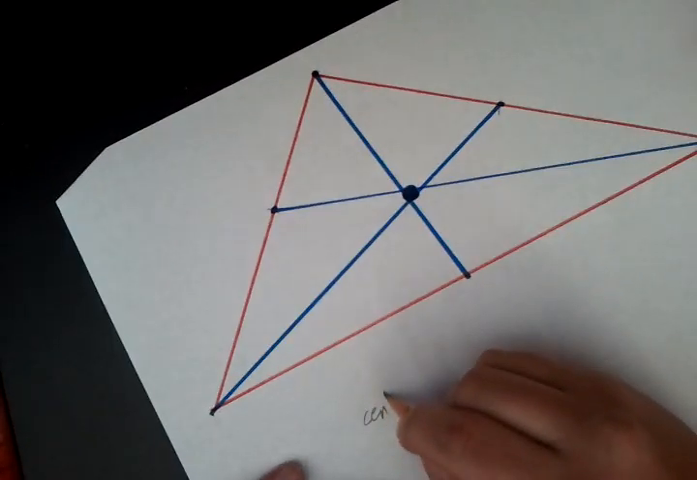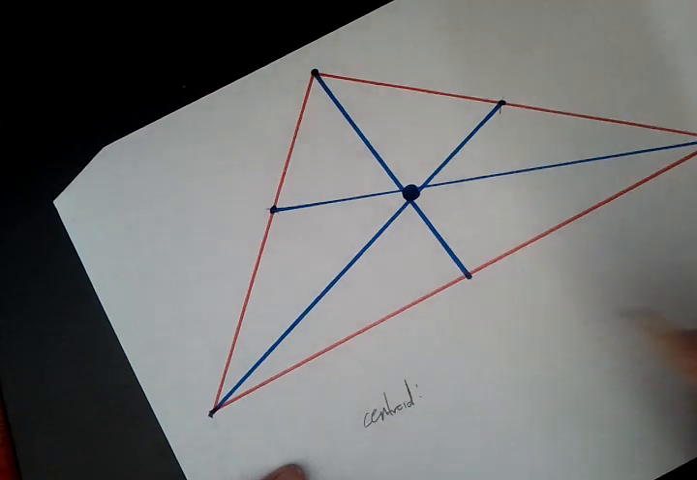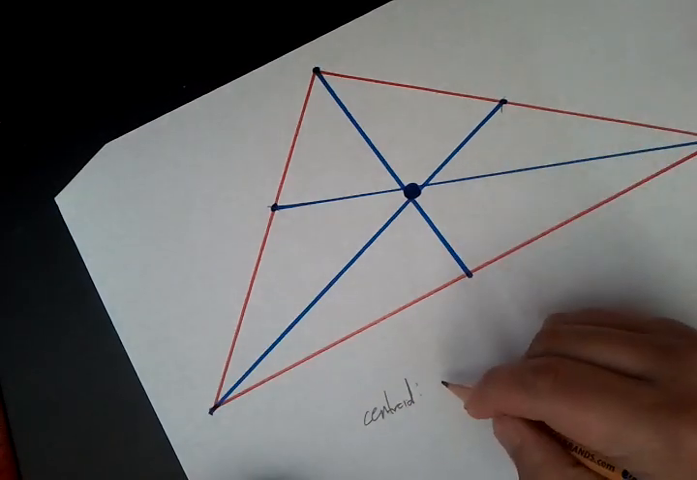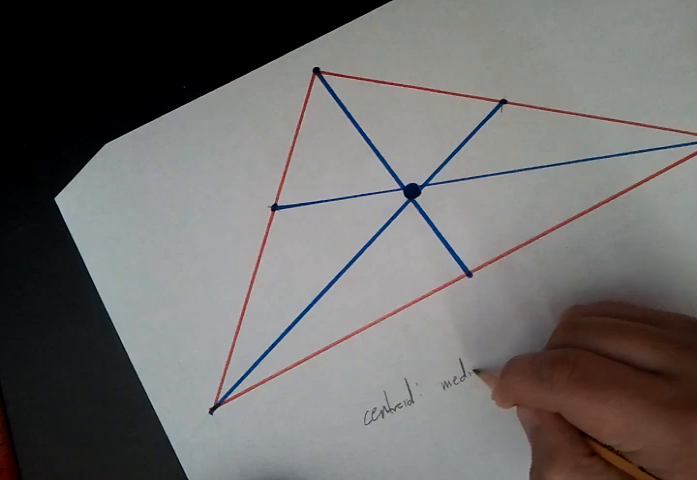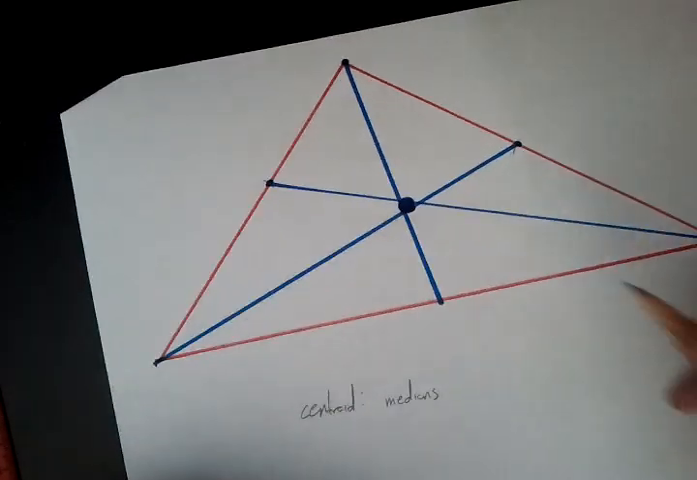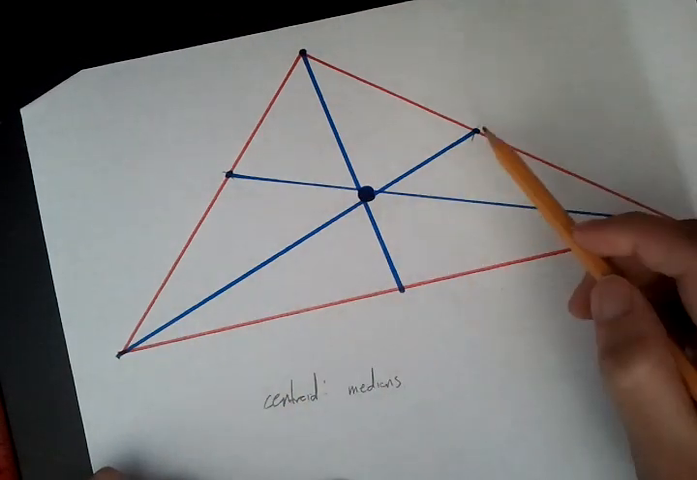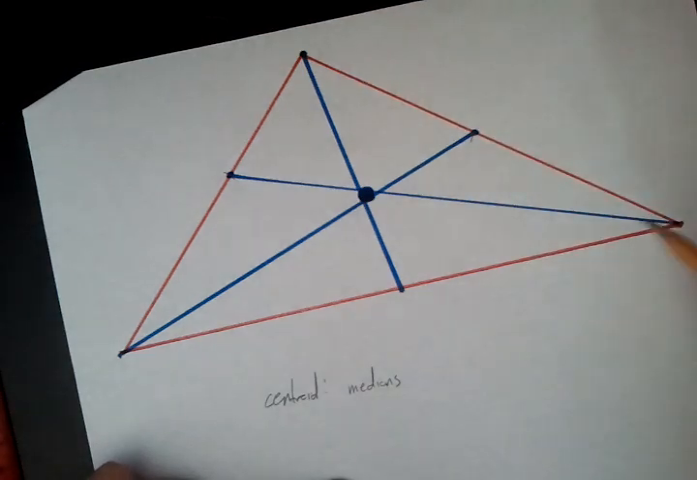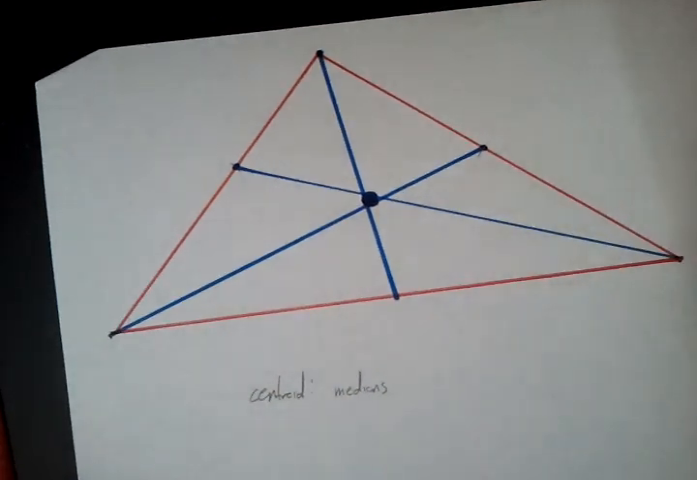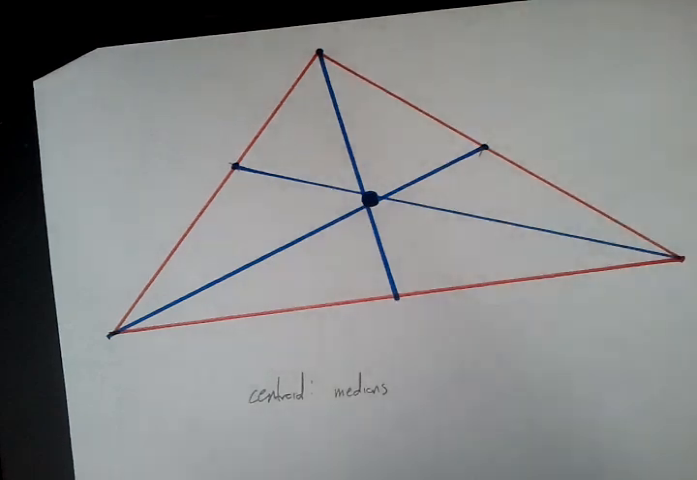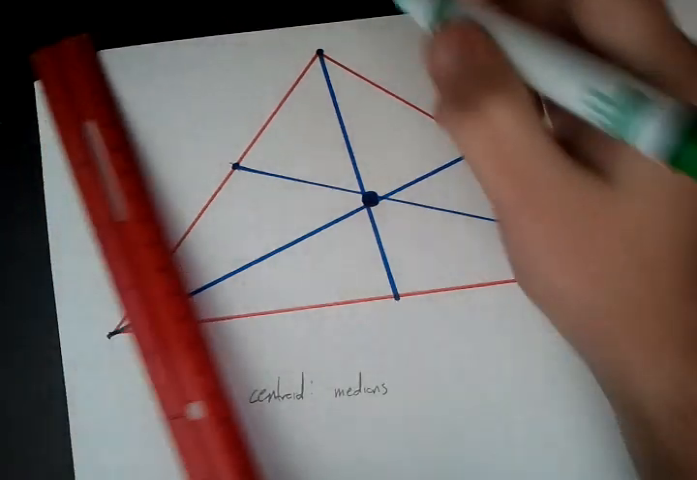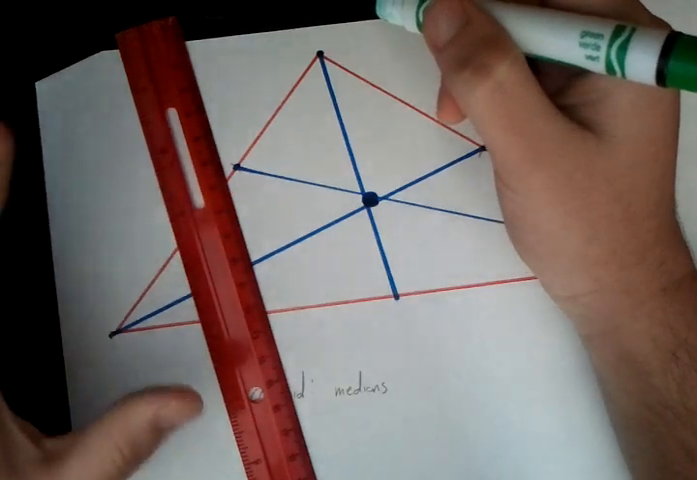The centroid is found by taking the medians of each side. So that's the line that goes from the middle of this side to this angle. So that's the centroid. Then we're going to be finding the incenter. That's done by finding the bisectors of each angle.